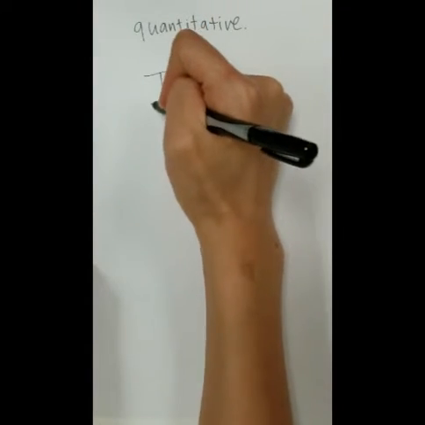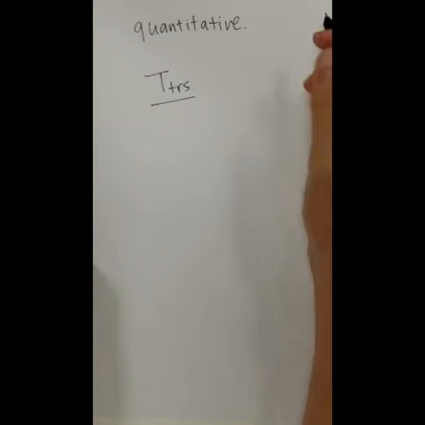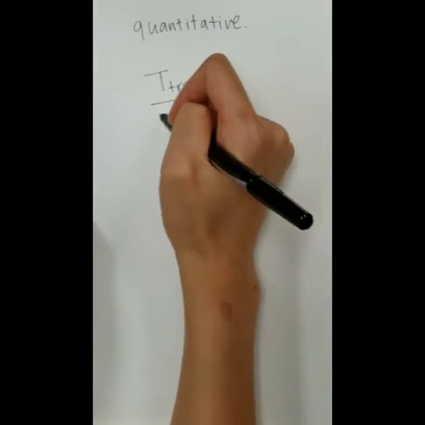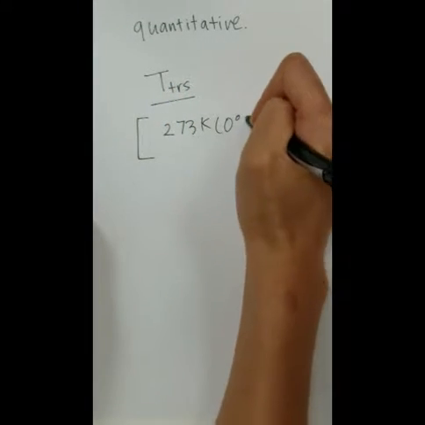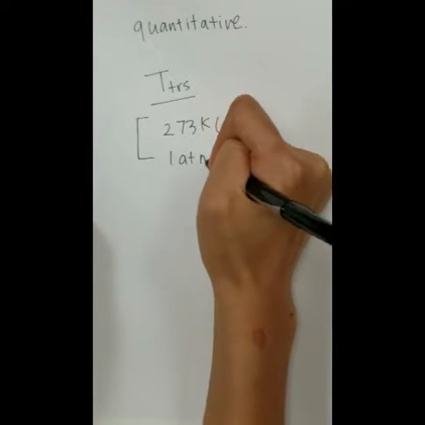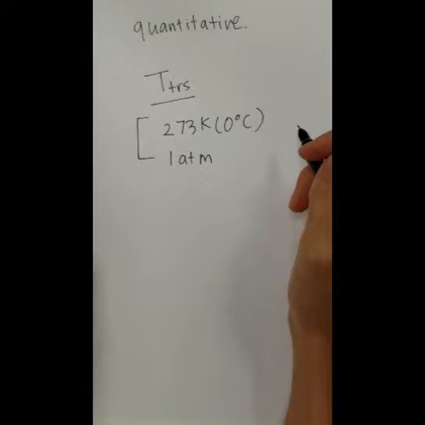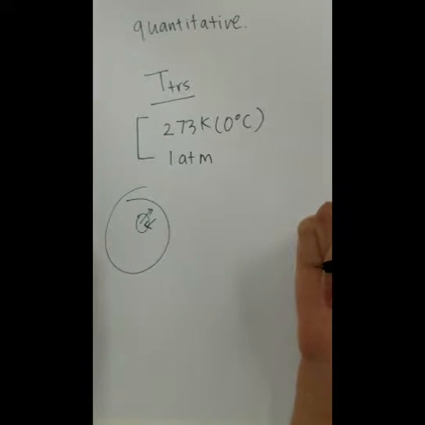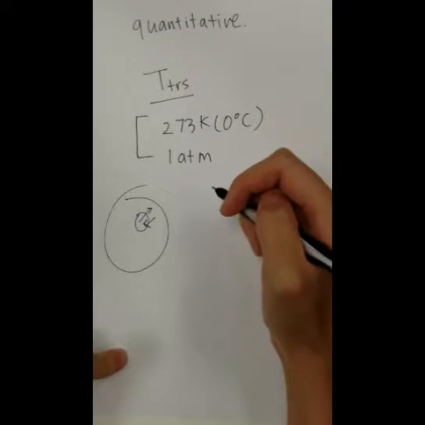T_trs is the normal transition temperature for a given phase change. For our case, we will say that our normal transition state is 273 Kelvin, which is 0 degrees Celsius, and 1 atmosphere of pressure, for liquid water and ice in equilibrium. At this transition temperature, any transfer of heat between the system and the surroundings is reversible, which means that those two phases in the system and the surroundings are in equilibrium.